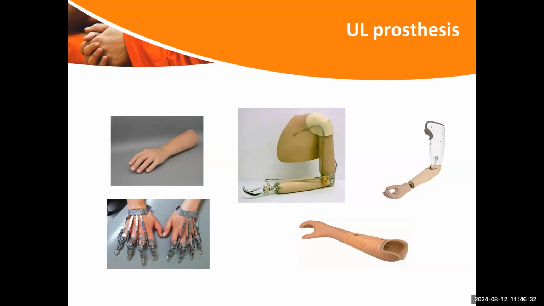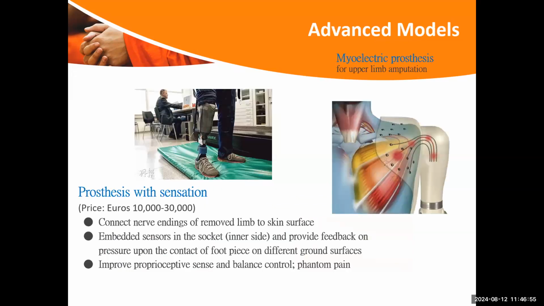Another thing is in Hong Kong, it's very humid. After putting it on, you go outside and all the sweat is inside, so it's not very comfortable. So usually they won't wear it. In Hong Kong, the very basic upper limb prosthesis is just like the middle one. But there are some advanced models.